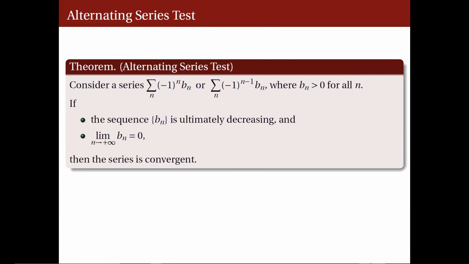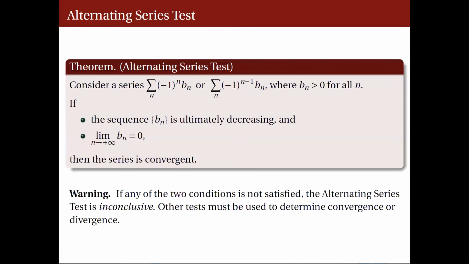The first condition is the sequence b sub n must be ultimately decreasing. Ang ibig sabihin nito ay after some value ni n, paliit na ng paliit ang value ni b sub n. The second condition is the limit of b sub n as n goes to infinity is equal to 0. If the two conditions are satisfied by an alternating series, then this series is convergent.